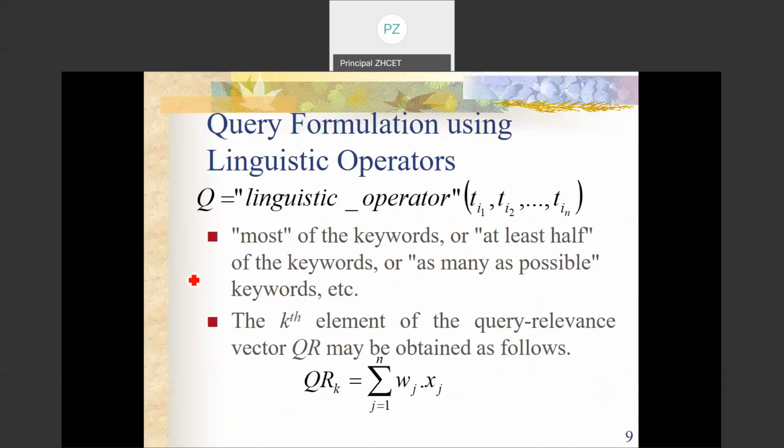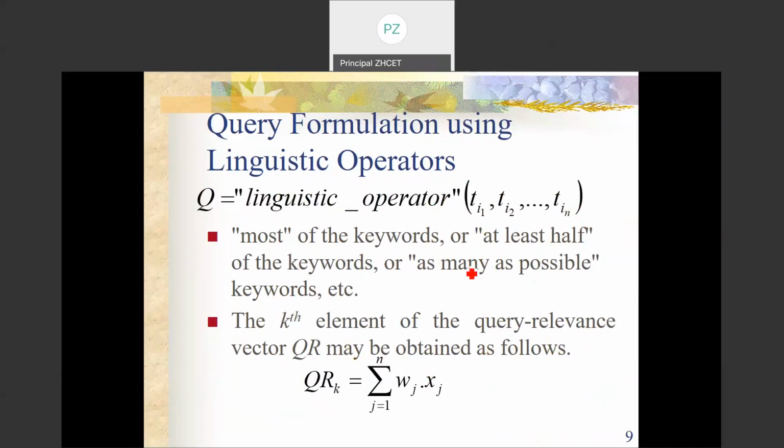There could be other queries also, for example, query formulation using linguistic operators: most of the keywords, or at least half of the keywords, or as many as possible keywords, etc. So the kth element of the query relevance vector QR may be obtained as follows. Suppose TI1, TI2, up to TIN. I'll take all these values and do most, or at least half, of these values.